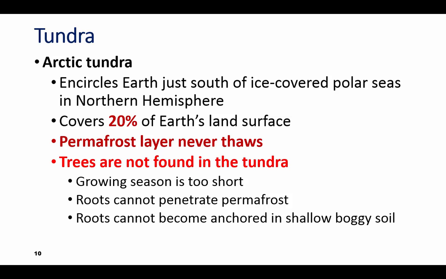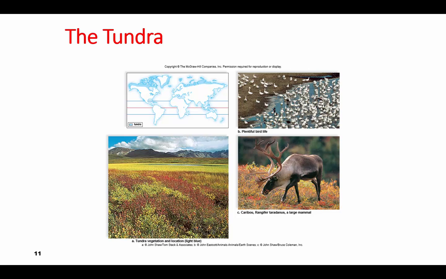So for that reason, you're never going to find trees there. The growing season is very short. The roots can't penetrate the permafrost, so they can only get in that top thin layer of soil that thaws. So you're going to see a lot of short grasses and lichens and mosses and maybe some dwarf shrubs, but you're not going to see a lot of other plant life there.